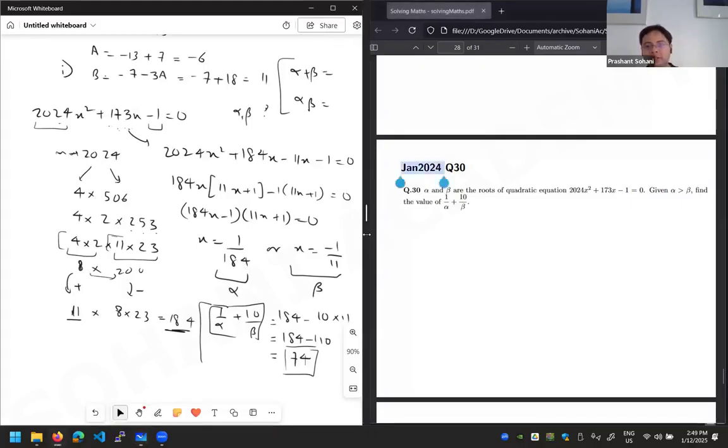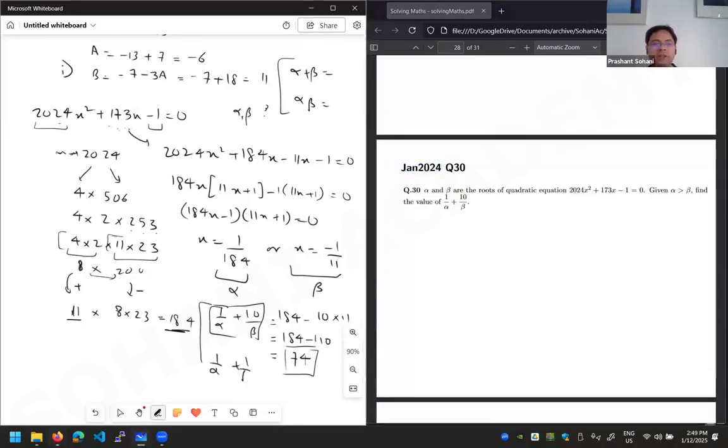See, if the alpha and beta had the same coefficient, right? Maybe if some question asks 1 upon alpha plus 1 upon beta, then it is simpler. But here beta has a larger coefficient than alpha. So how to obtain that using just the starting point can be difficult. I won't say impossible, but difficult. Okay, but anyway, it doesn't matter. Whatever method works.